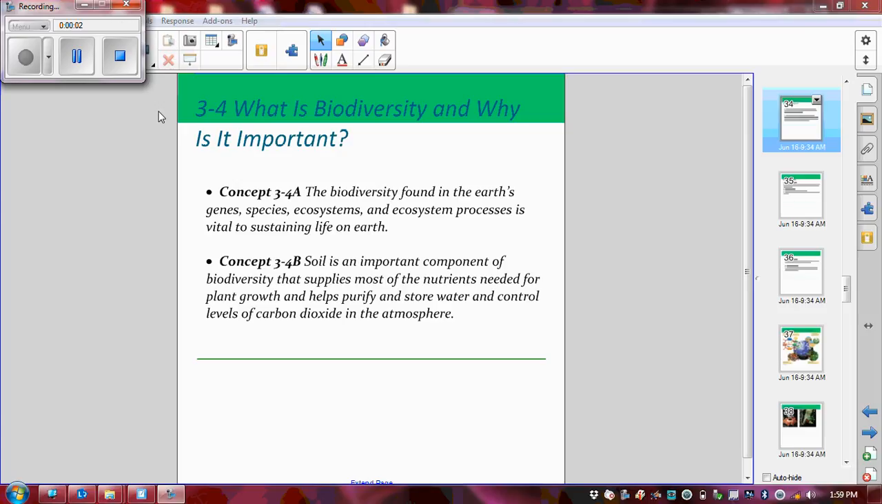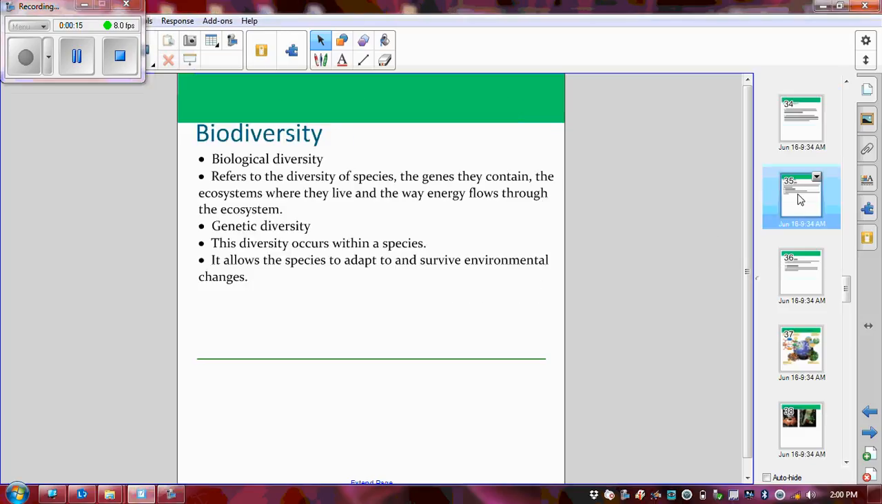In this lesson, we're going to introduce the concept of biodiversity. We're going to come back to this quite a bit, but we're going to talk about what it is, the importance of biodiversity, and then how soil contributes to biodiversity in an area. So biological diversity means how many different kinds of species and the genes that they contain and everything about it. So it's all about the biosphere and how diverse the biosphere is.